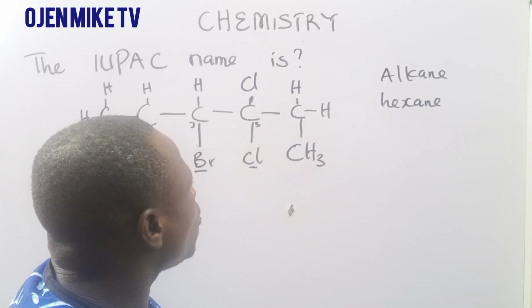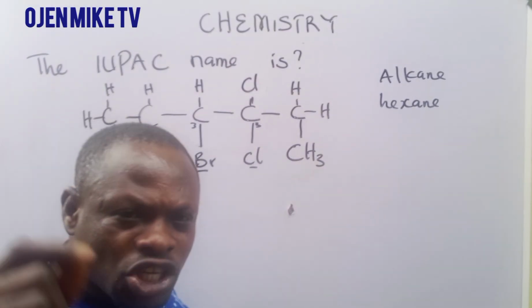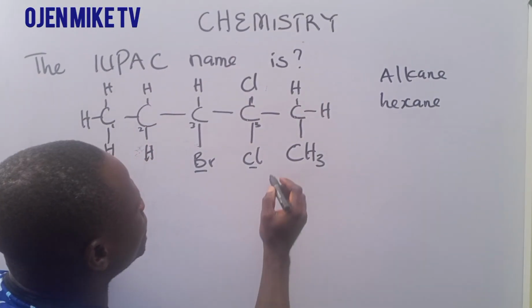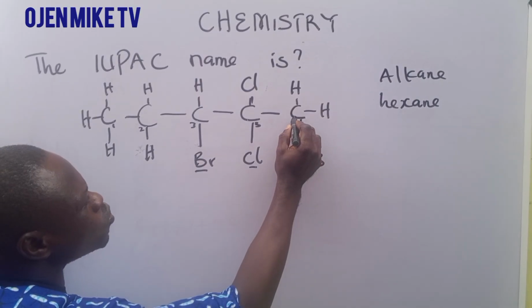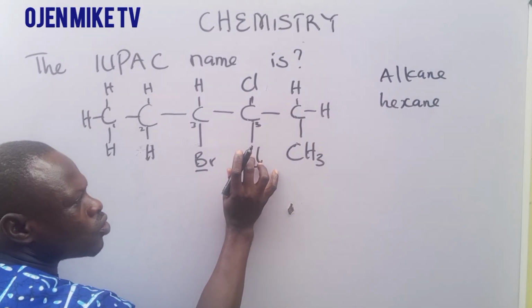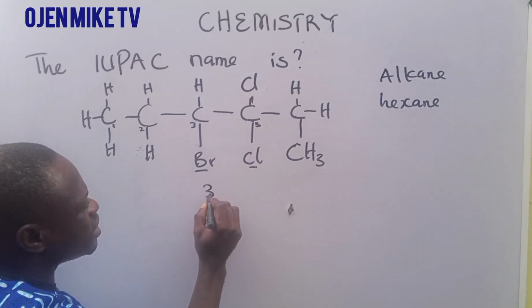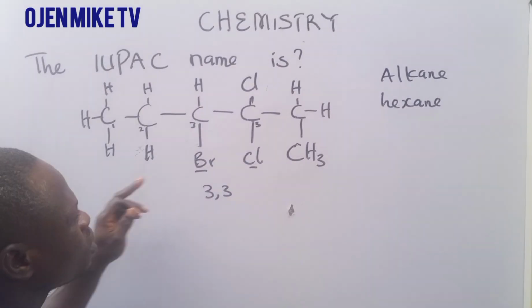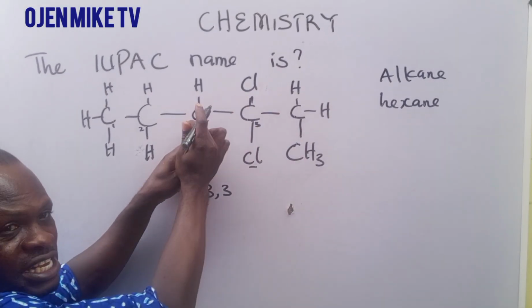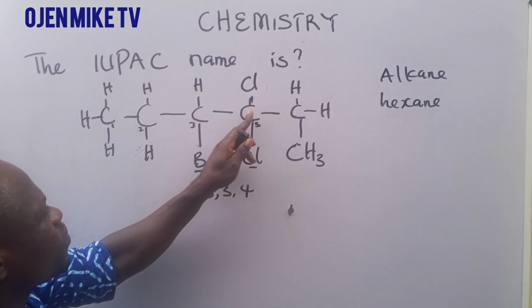So what do you do next? You have to check the lowest carbon numbers. How do you identify that? If you start and count 1, 2, 3, at carbon number 3 you have chlorine attached and another chlorine attached to carbon number 3. So you say 3, 3. If you continue, you have bromine attached to carbon number 4. Remember, we are starting here. So we have 3, 3, 4.